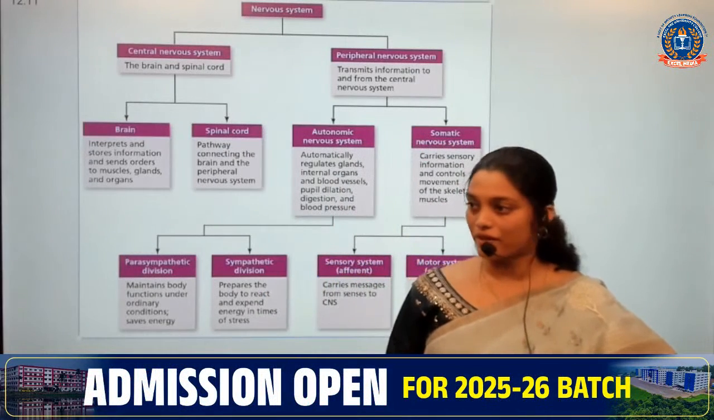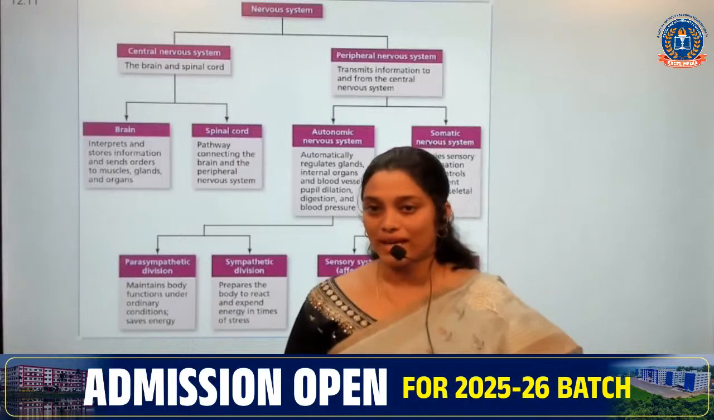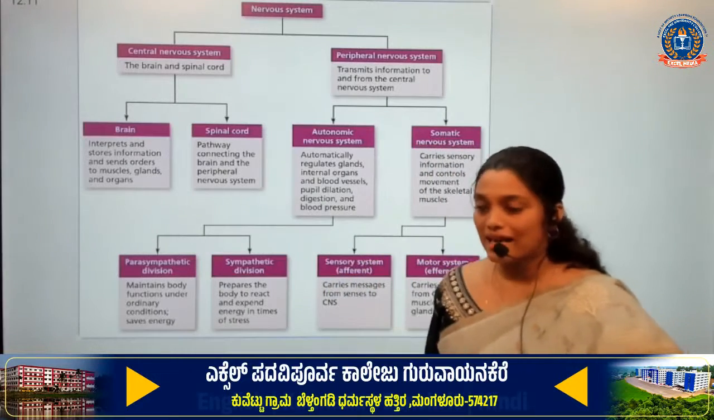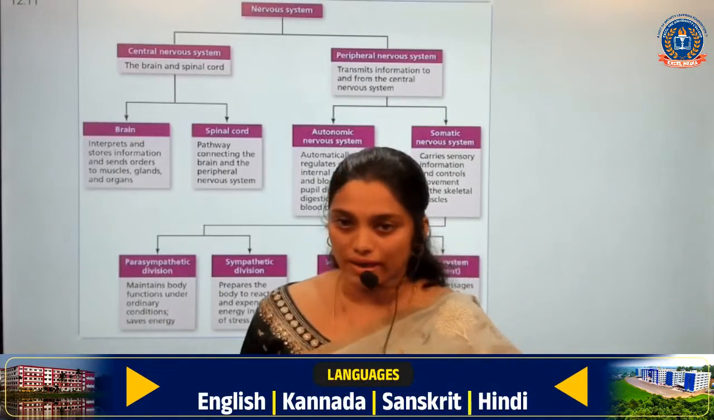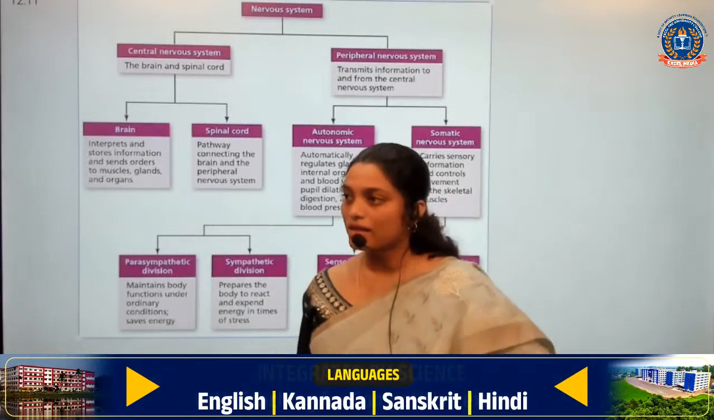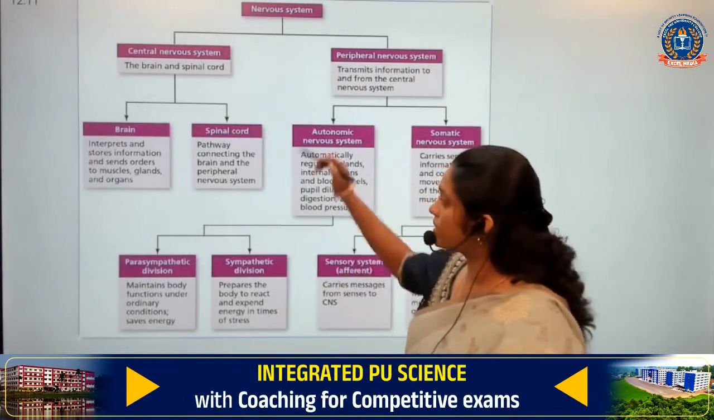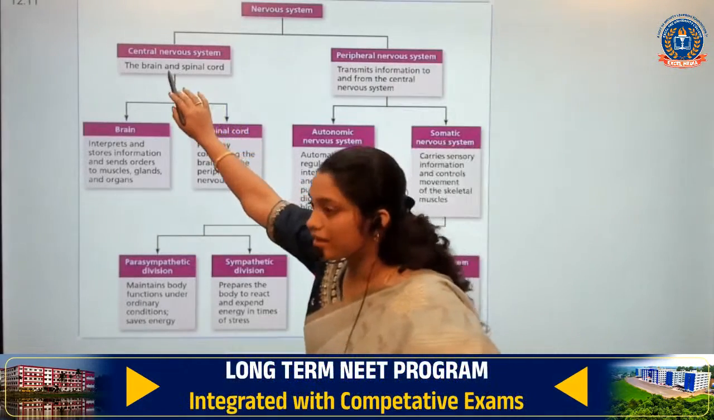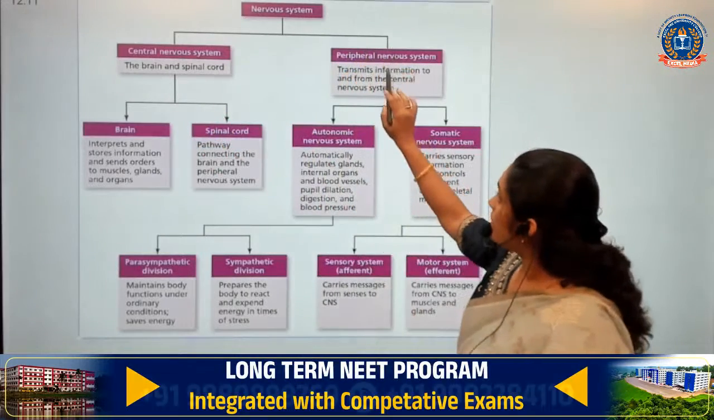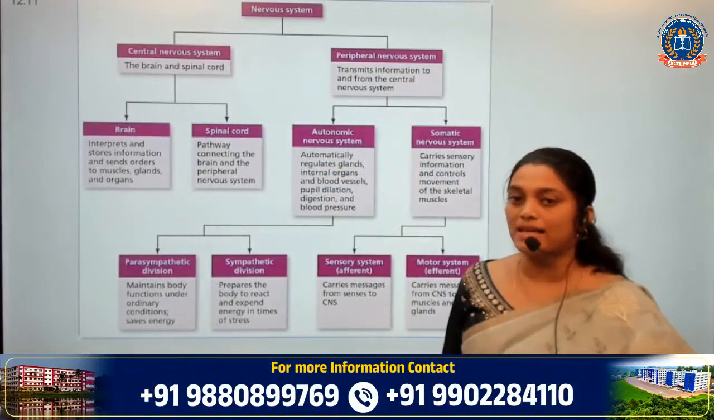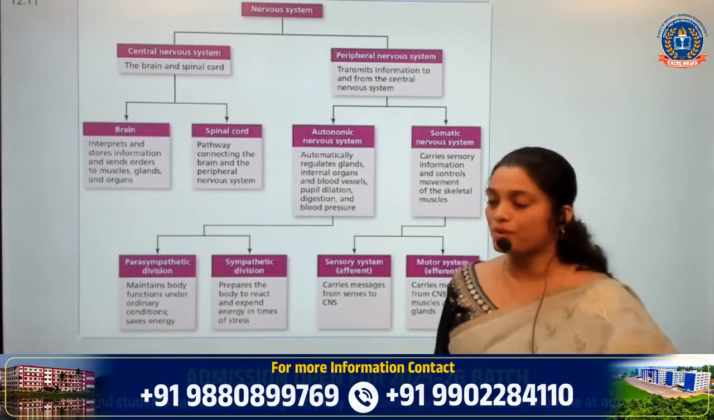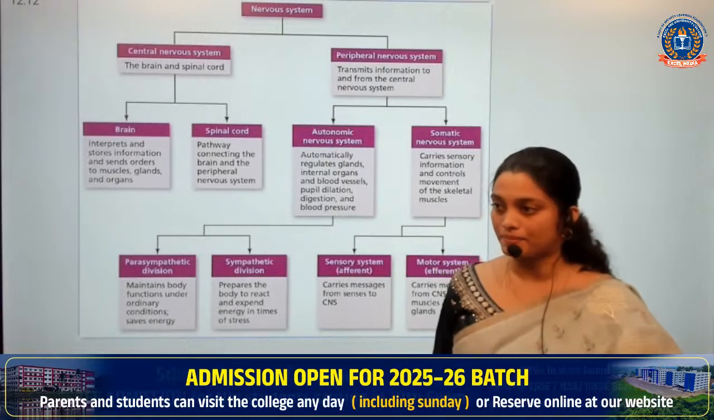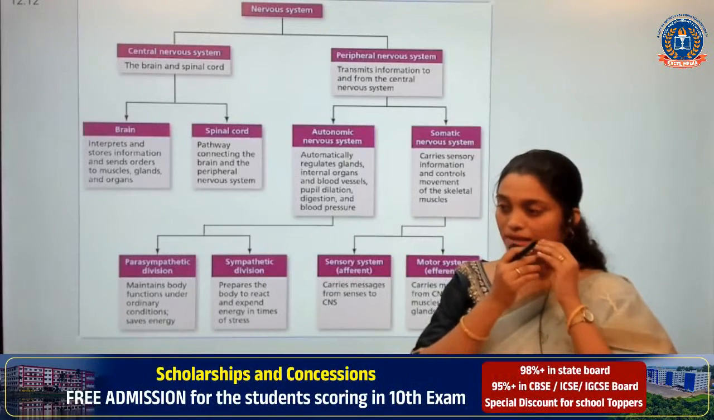I'm Amrita. Today we'll be studying the Neural Control and Coordination chapter. In the previous class, we have taken 2 classes already. We studied the neurons, mainly the human nervous system, which was divided into 2 parts: the central nervous system and the peripheral nervous system. The central nervous system had 2 parts. Which were they? Brain and spinal cord.